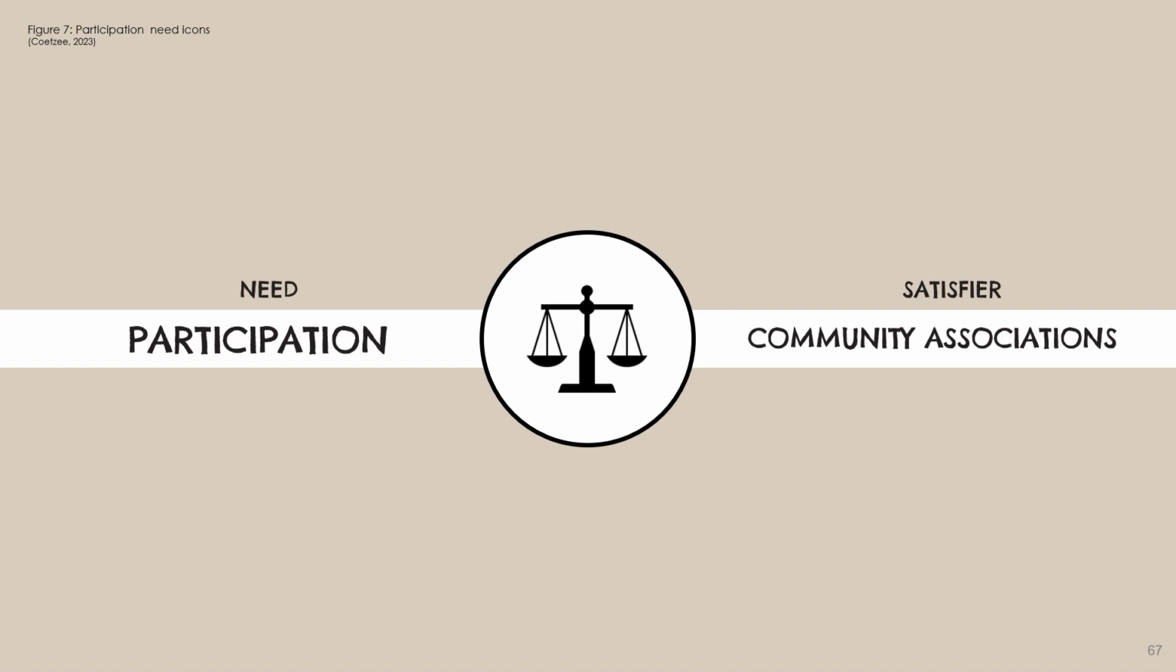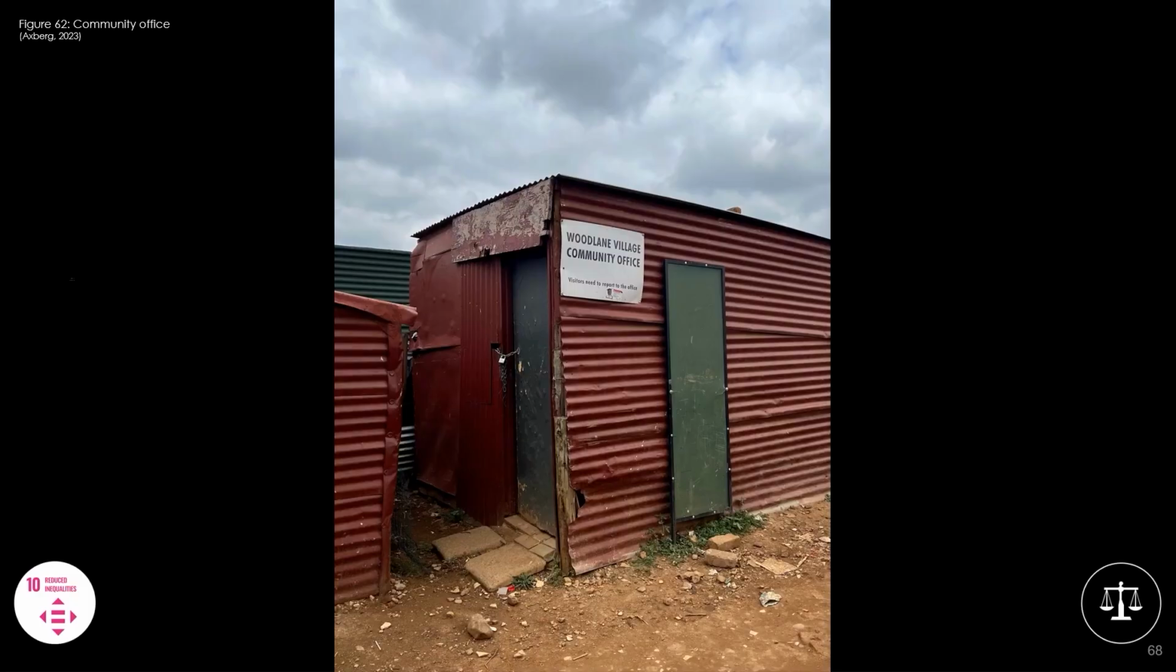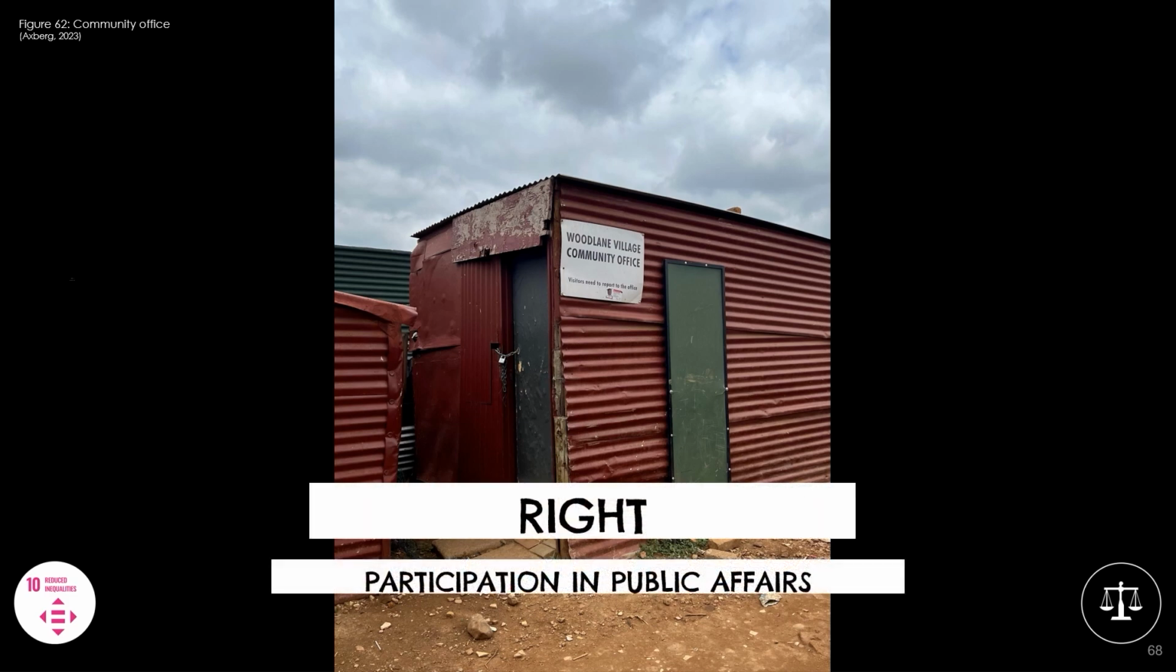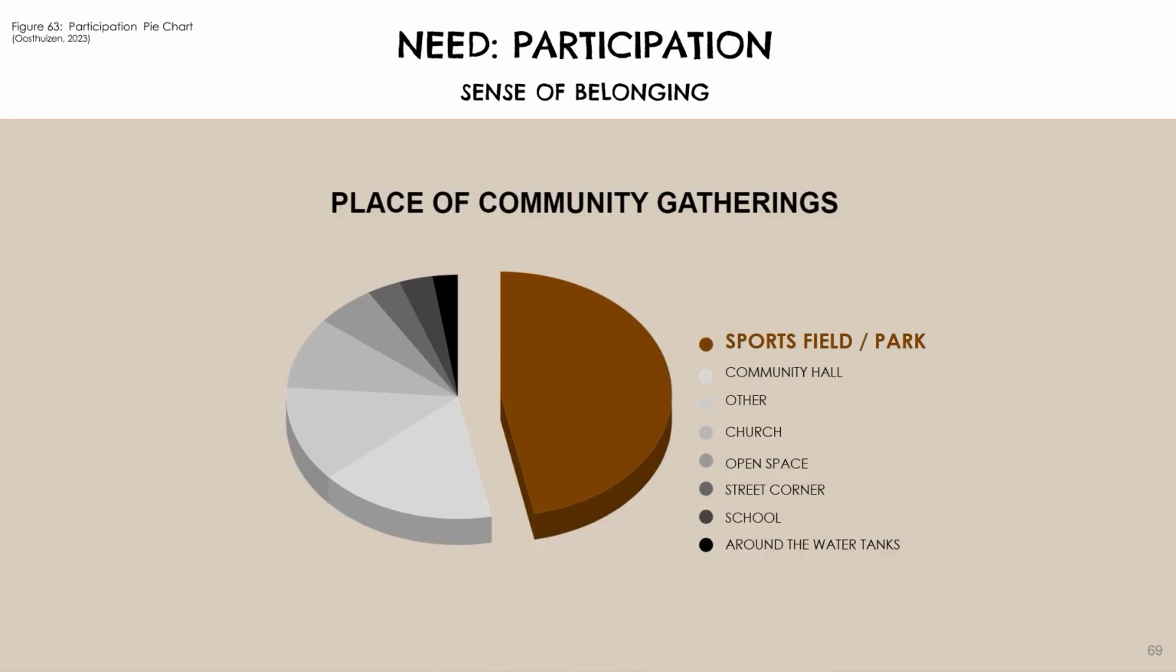The need for participation can be actualized through community associations. Humans have a right to participate in public affairs. A voluntary leadership system has been established, and they meet in a small community office. Regarding public gatherings, the survey revealed that people mainly meet at the sports field. This could possibly be due to the size limitations at the community office. Could the absence of a formal gathering space prohibit people from resolving conflict and building community?